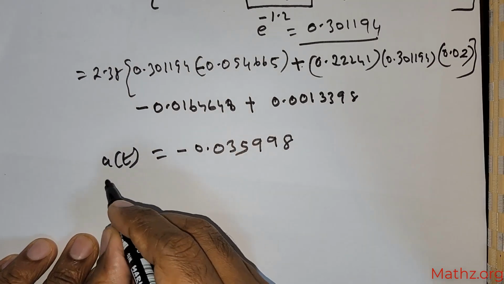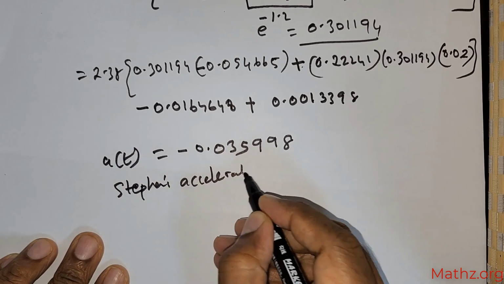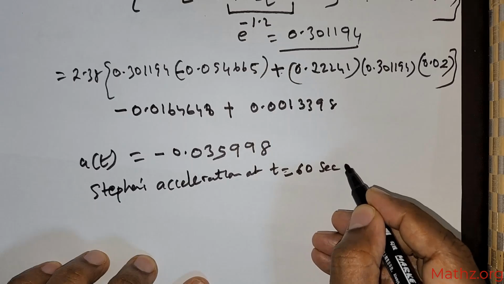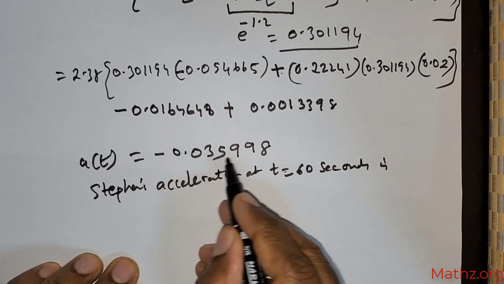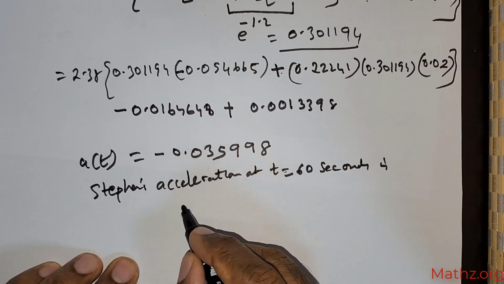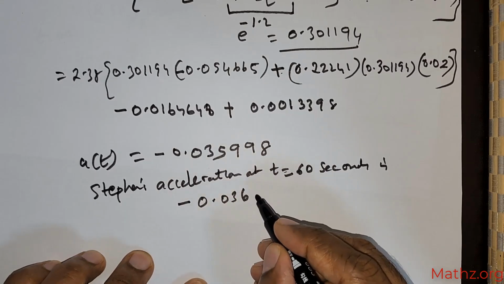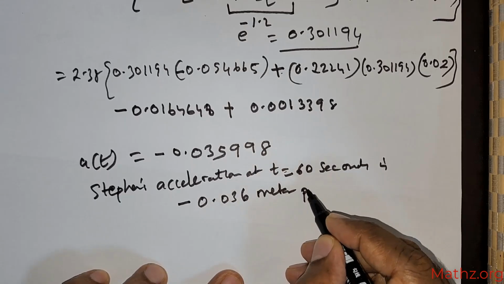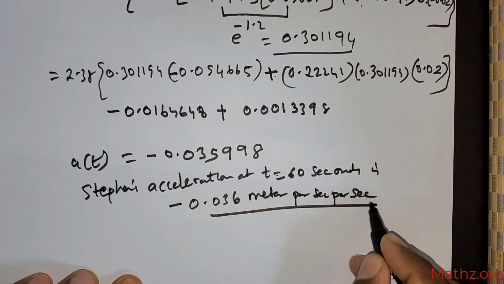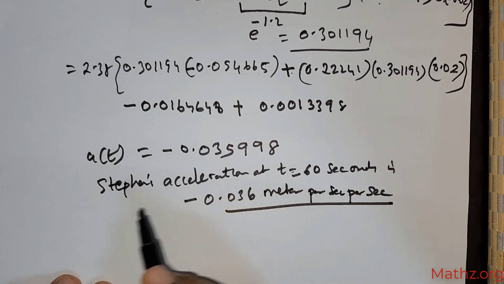Now you can give the solution for part B here. You can just say Stephen's acceleration at t is equal to 60 seconds is, you just give 3 decimal places after the decimal point. 3 digits are enough. So that would mean this is going to be negative 0.036, with 6 instead of 5, meter per second. Okay, you can write it like this, or meter per second squared, right? So this is the solution.